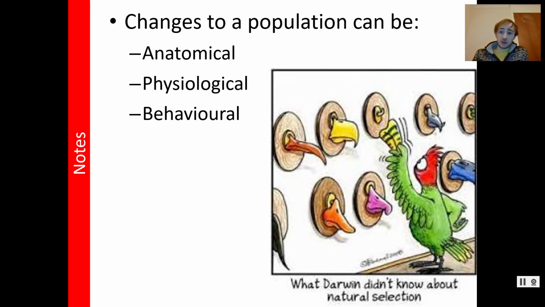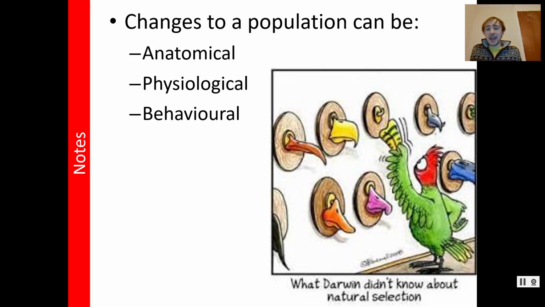A physiological change is a change in the way chemical reactions happen within your body. So perhaps something that increases the rate of respiration in an organism would be a physiological change. Something which increases the rate of digestion of molecules in an organism, and new enzymes being created through mutation, would be a physiological change. And that's the one people tend to forget. It's worth remembering, it does occasionally come up.